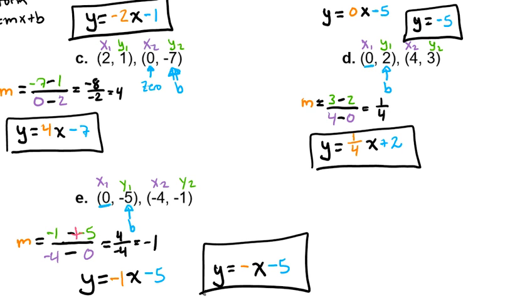Be on the lookout, because if it gives you the y-intercept as a point, there are not a lot of calculations you have to do. You just have to calculate the slope, because it already gave you your y-intercept.